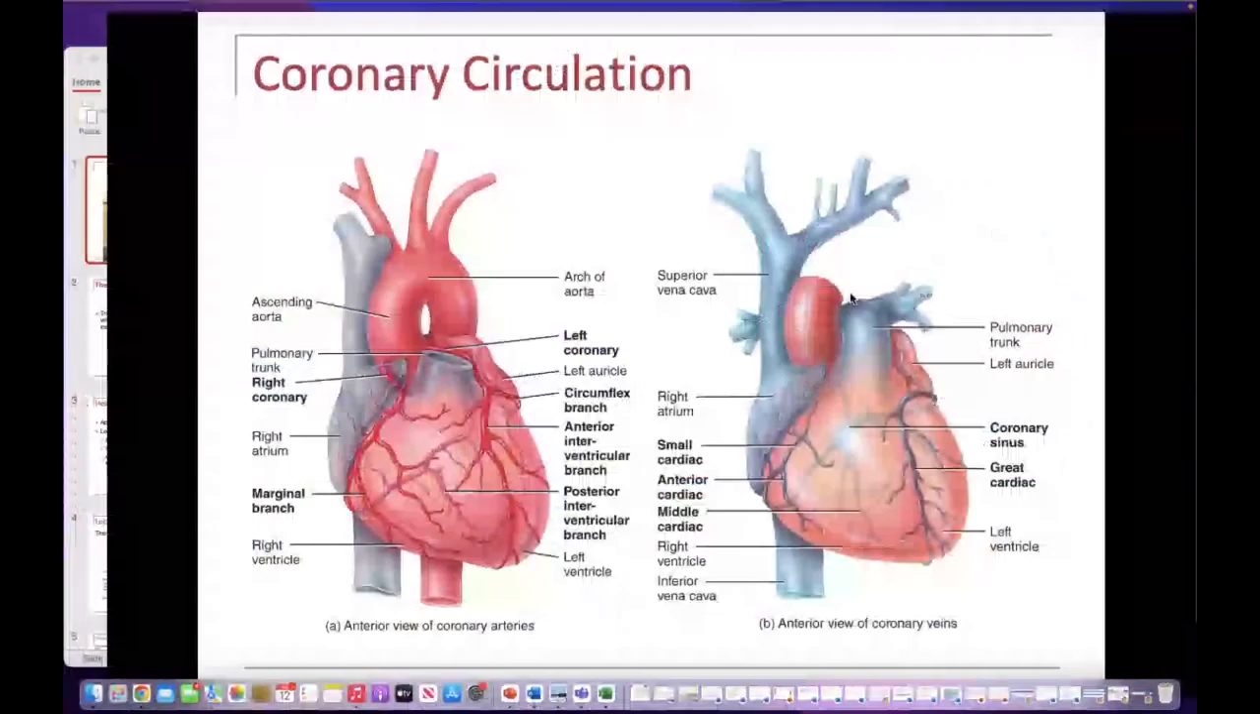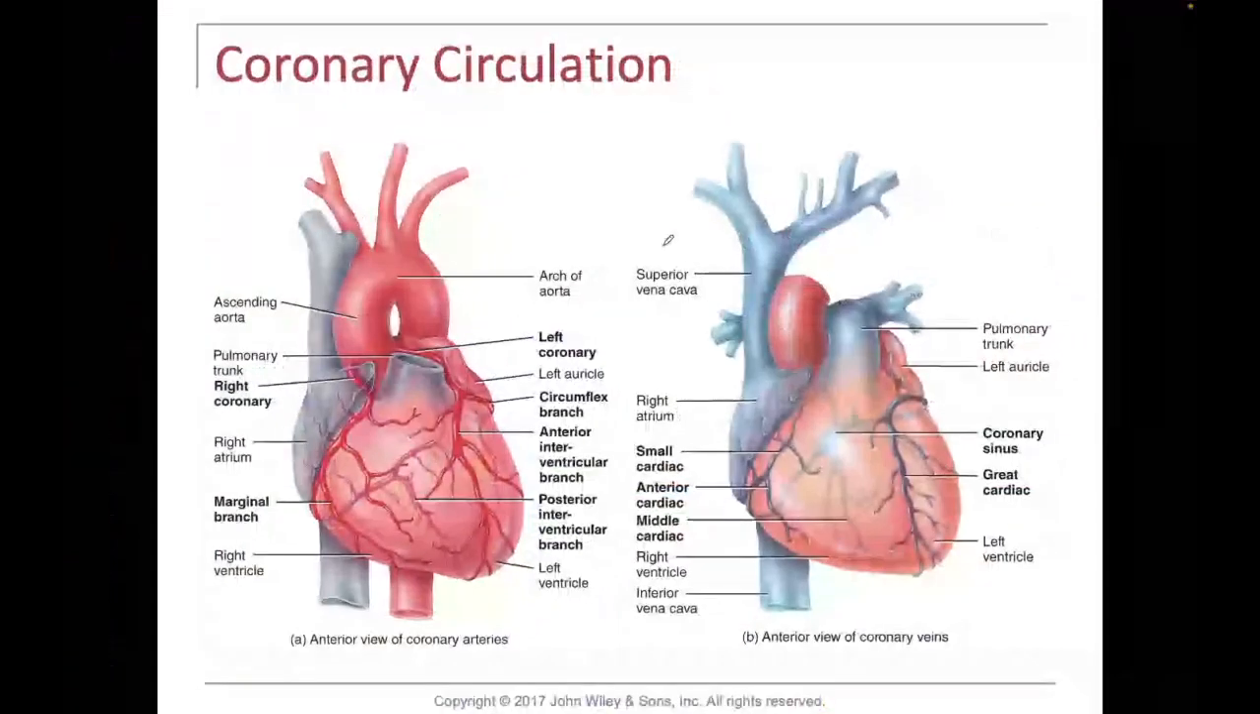Let's take a little look at the main blood vessels that actually feed the heart. So remember, the heart is a muscle, and muscles contract, and they need oxygen to do that. So how does the heart pump blood to itself? And then when it becomes deoxygenated, how does it go back to itself to pump to the lungs to get oxygenated again?